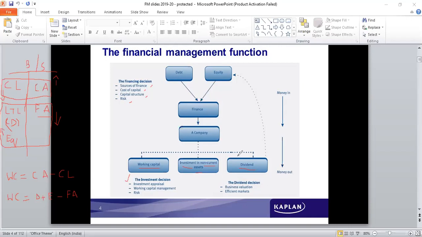Okay, so how are they invested in short-term assets? How are they invested in long-term assets, current and non-current assets? And finally, the decision is about what decision they take for dividend payment. So the dividend decision has an impact on the business valuation, and then later on we're going to learn about what are the efficient markets and the theories associated with efficient markets.